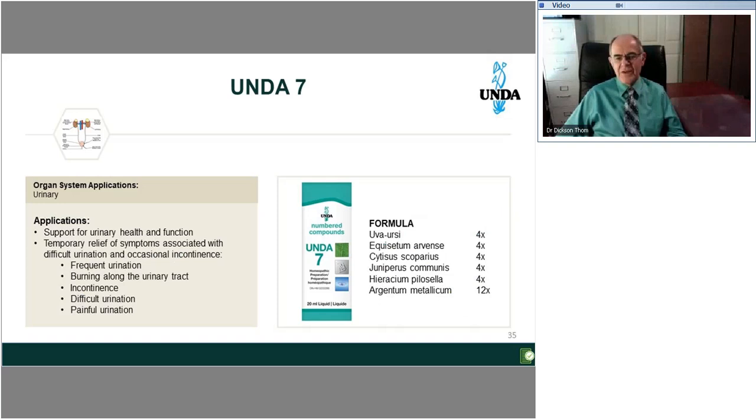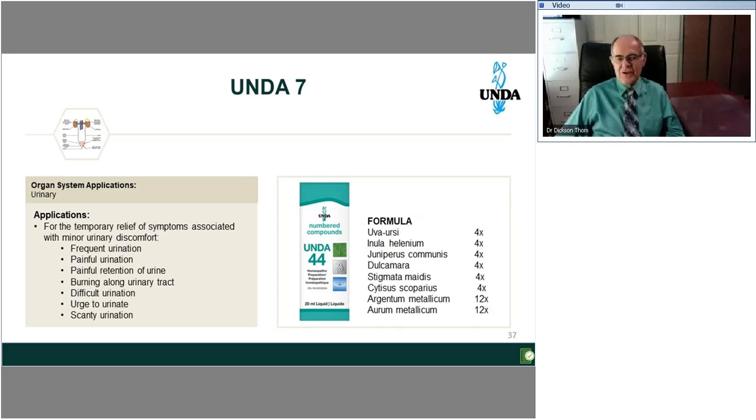UNDA number 7, which again has argentum as an infection remedy, is for the urinary tract and supports urinary health. This is your typical cystitis, or in a man, prostatitis for that matter, or incontinence. So anything related to that sphere organ-wise, UNDA number 7 would be applicable.